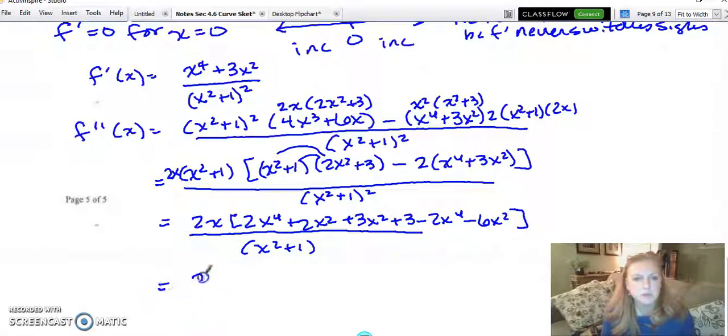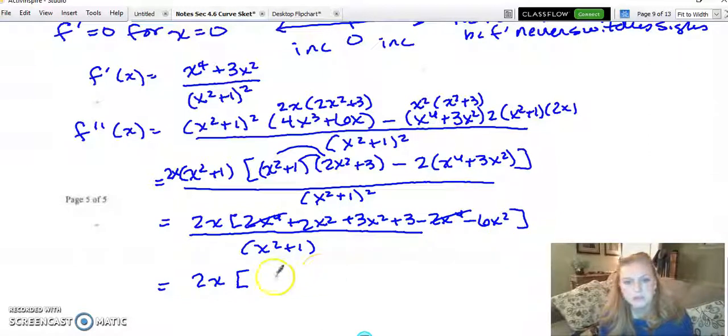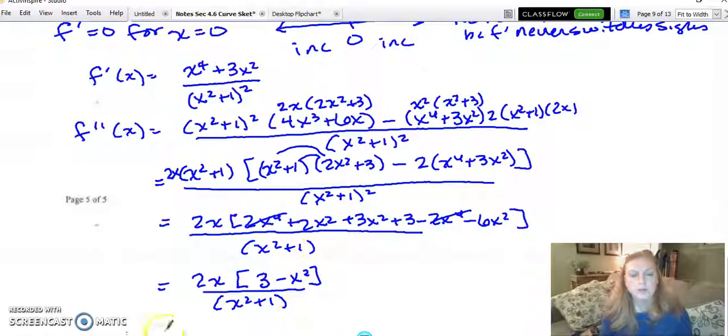And then let's combine like terms on that. Let's see. Oh, 2x to the fourth. It's always nice when things like that happen. 2x squared plus 3x squared is 5 minus 6. So that's minus 3 minus x squared. So all of that work, and it actually simplifies down pretty nicely when we're looking at it.